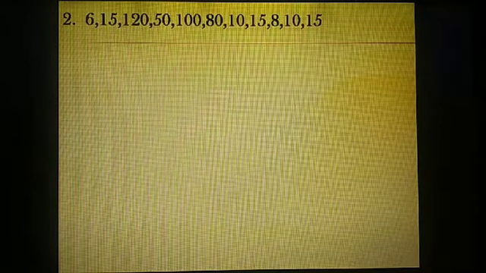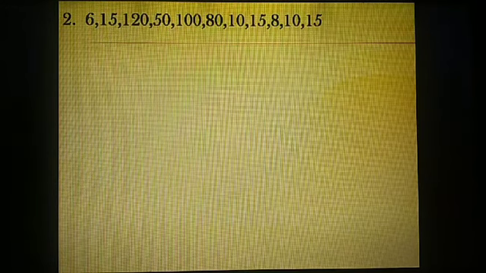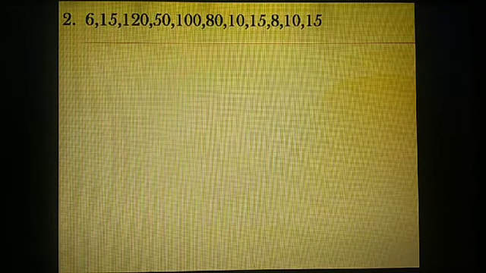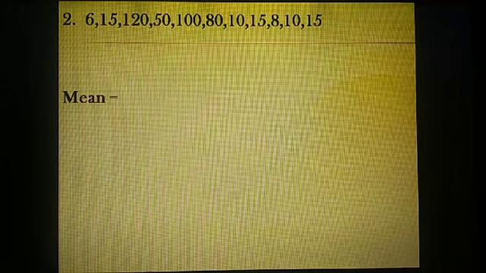Moving to your next question, and that is question number 2. Now, these are the runs scored in a cricket match by 11 players. Now again in this one, we are supposed to find mean, mode and median, and then you will check whether they all are the same or not. So first, I will calculate the mean.